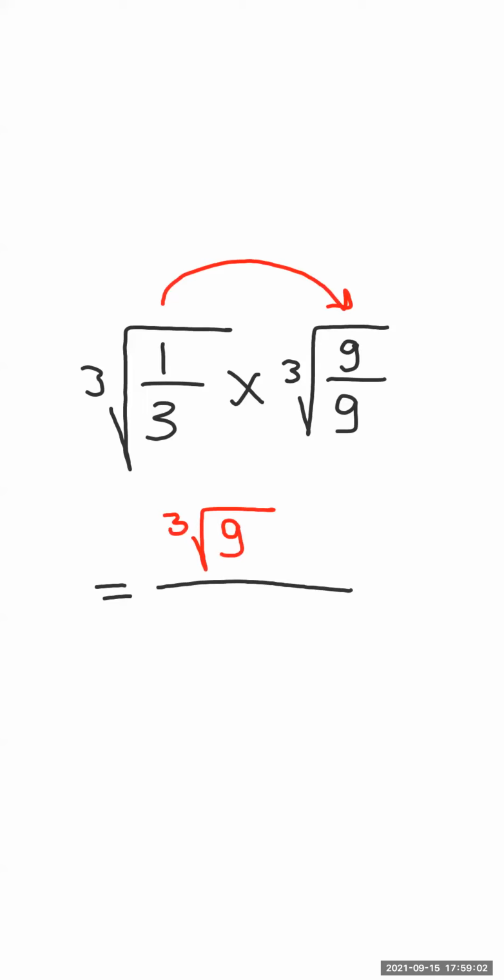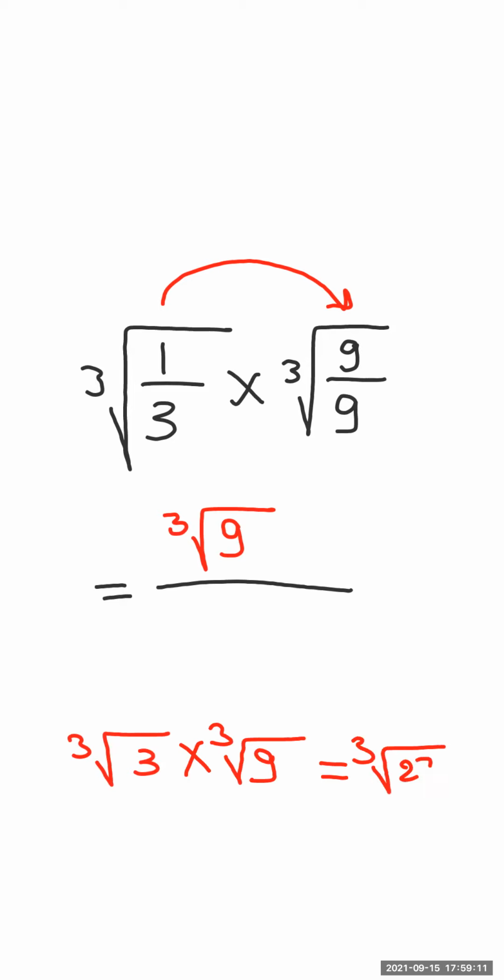Then what about the denominator? Denominator is cubic root of 3 times cubic root of 9. Now it becomes a cubic root of 27. So simply it will equal 3. So this one will equal cubic root of 9 over 3. Okay? One more example. And concentrate well.